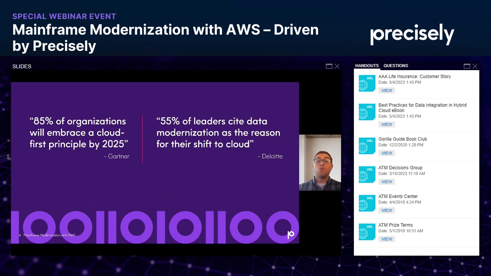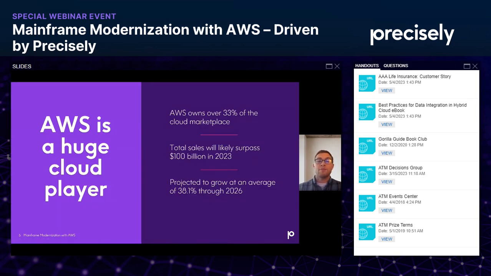And really one of the first questions that any organization in this situation is going to ask themselves is, who do I team with to make this happen? Who is my cloud provider? What vendor is going to provide me with these different capabilities that I need to bring this cloud first principle to light within my organization? And for many, the first name that comes to mind is AWS.